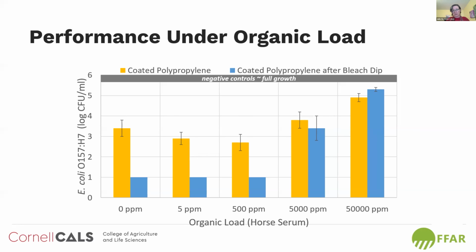Not surprisingly, as our organic matter increases, the ability of the halamine, the chlorinated groups, to have any efficacy drops, as with any chlorine treatment. As you increase organic load, it becomes less effective. But it was good to see that even with the introduction of a higher organic load, we retained a 1 to 2 log reduction of microbial populations afforded by the coated polypropylene compared to the full growth of the control that had no material present.